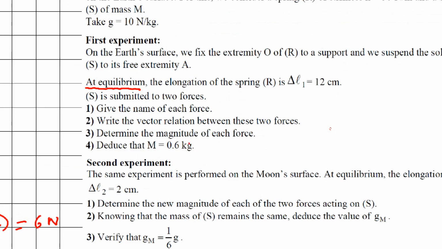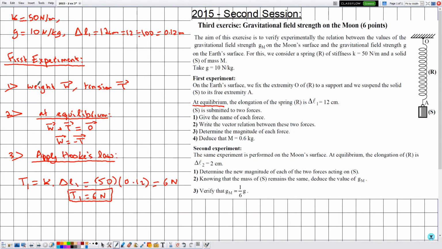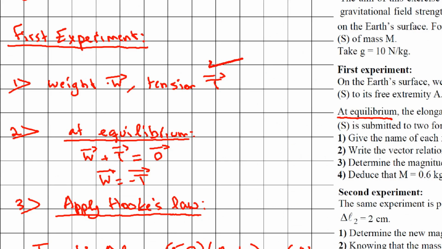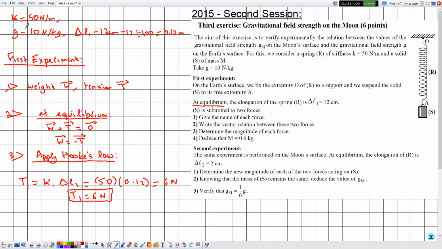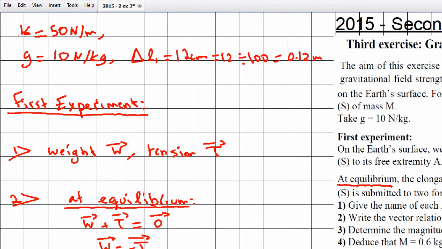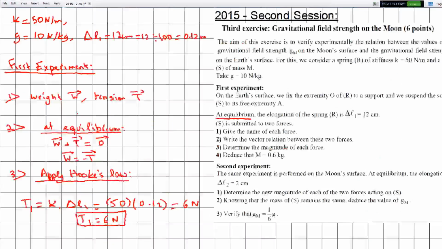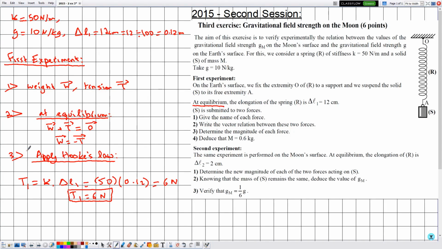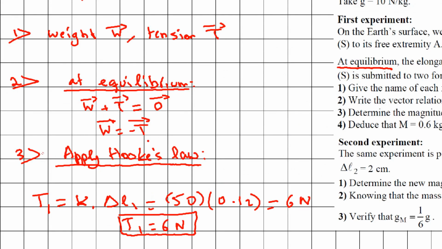Here in number 3 they are telling me to determine the magnitude of each force. So we already determined the magnitude of the tension T. Now it's left to determine the magnitude of the weight vector W. Here we don't have the mass, so we cannot calculate the magnitude W using W equal to m times g. However, here in number 2 we have determined the condition of equilibrium, and this equation tells us that both forces have the same magnitude.